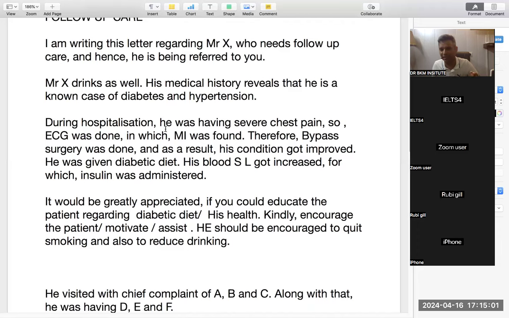Then during hospitalization, 90% of the time you will go in the past. He was having this, this was done, passive voices. But again, in the quest of passive voices, if there is anything that has improved, decreased, or increased, then always use the word "got". Like in this: blood sugar level got increased.